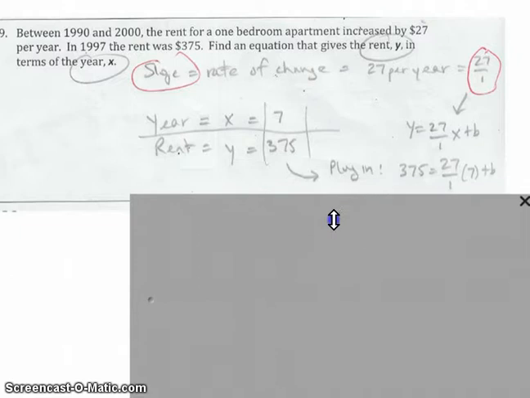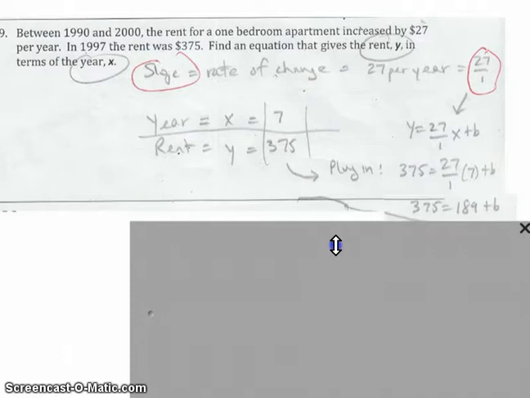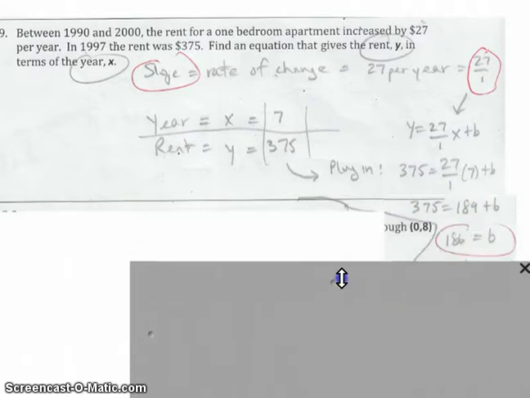I plug those into y equals mx plus b, and I start with y. 375 equals, there's my slope, 27. There's my x value, 7. So I've got 7 times 27. 375 equals 7 times 27, which is what, 189? So I've got 375 equals 189 plus b. I just want b. I don't want this other stuff. I move the 189 over, and unless I did this wrong in my head, I'm sorry to say, I believe b turns out to be 186.